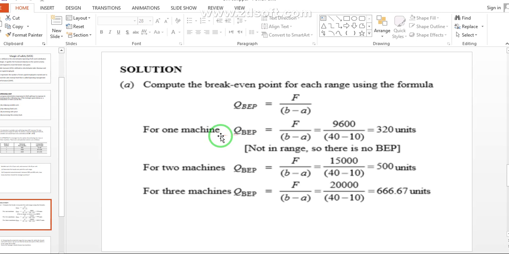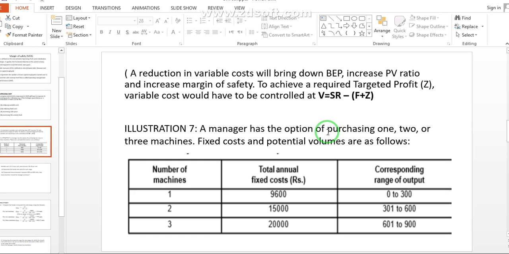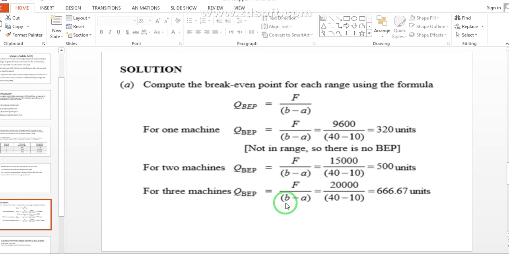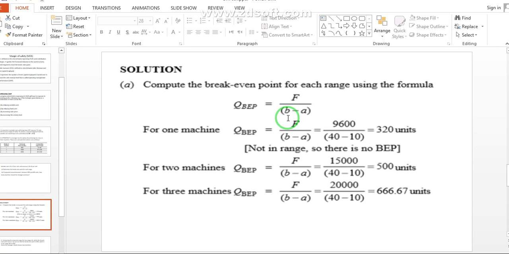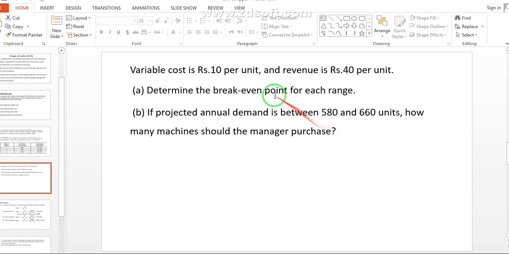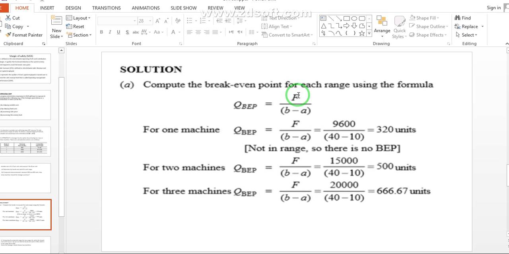For machine 1, the break-even point is F divided by B minus A. The fixed cost for machine A, or 1, is 9,600. Put the value 9,600 divided by the revenue, 40, minus the variable cost, 10. So 9,600 divided by 30, and if we divide it, we get 320 units. The break-even point is 320 units.